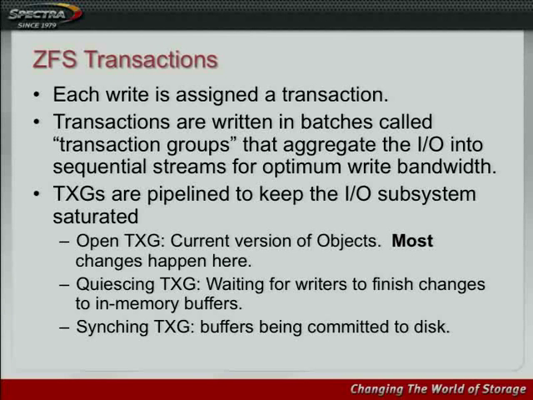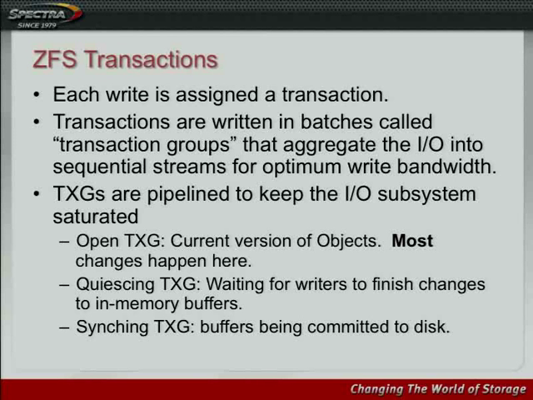So the three different types of transaction groups that we have in flight at the same time are, first, the open transaction group. That's where user data changes occur. That's why it says most changes occur here. When we modify metadata and some of the other objects within the file system that are kind of hidden from the user, those can happen in other transaction groups.